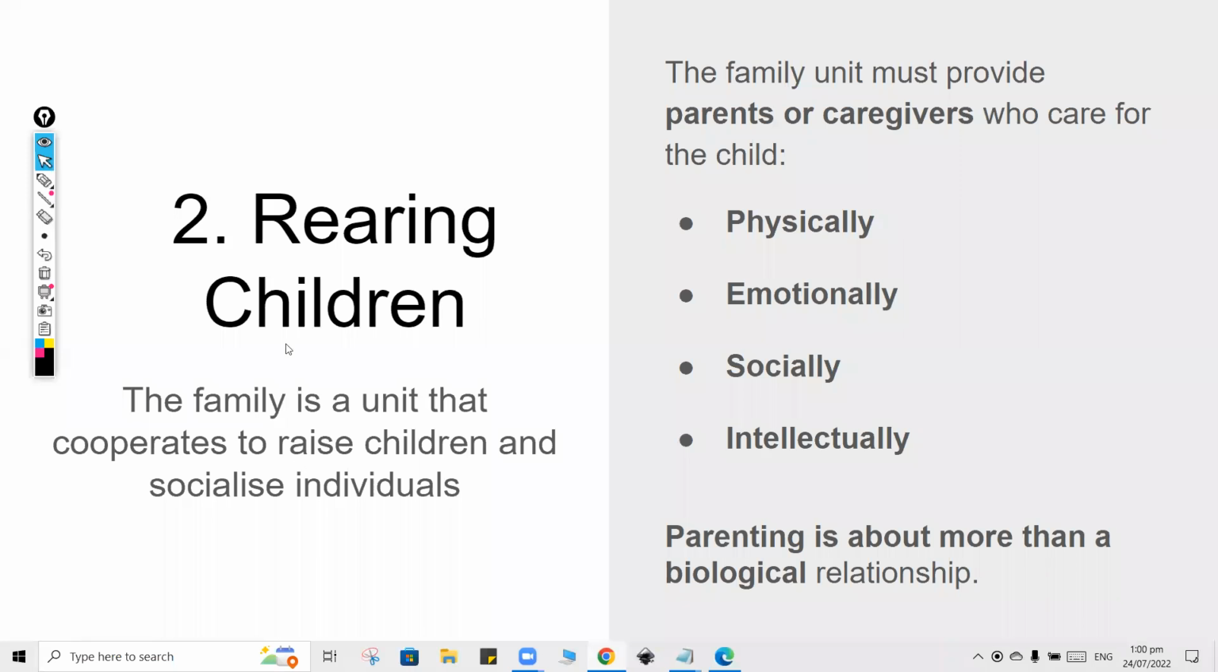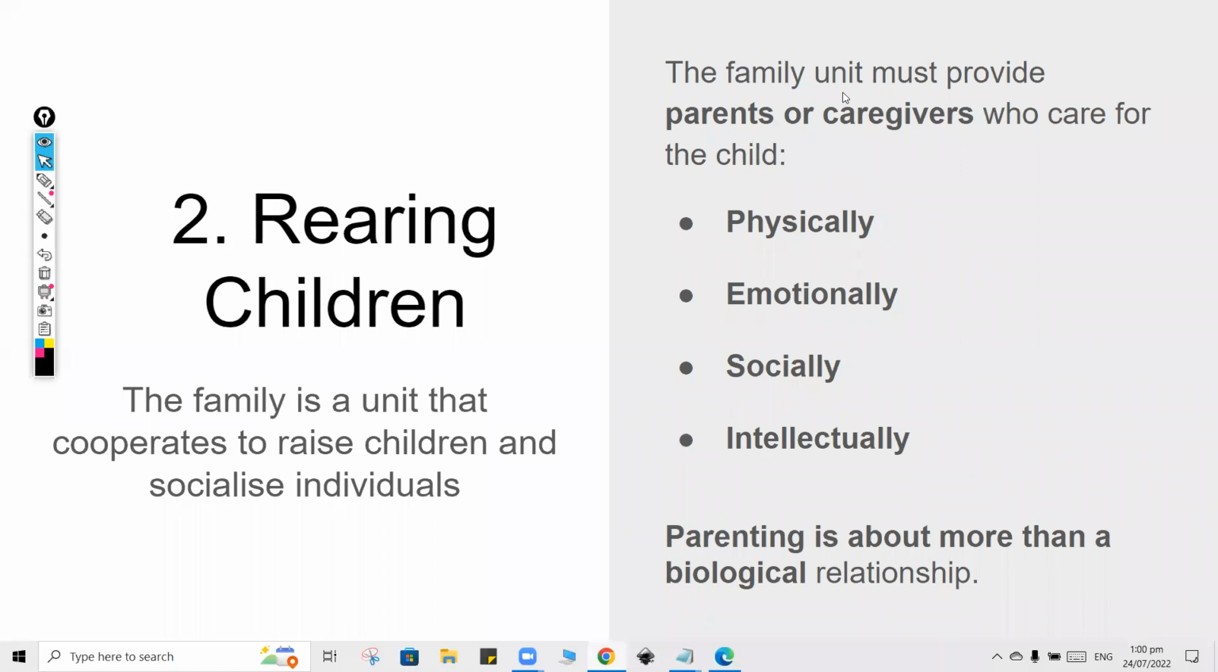So what does this mean? CSEC says, okay, what are the responsibilities of the family? Explain for 5 marks. And so we say, all right, one of the responsibilities is rearing children. What does that mean? It means that the family unit has to provide parents or caregivers who care for the child, right? So somebody in that group of people that call themselves a family, or that share the household, or a few people, they must be parents or they must be caregivers.